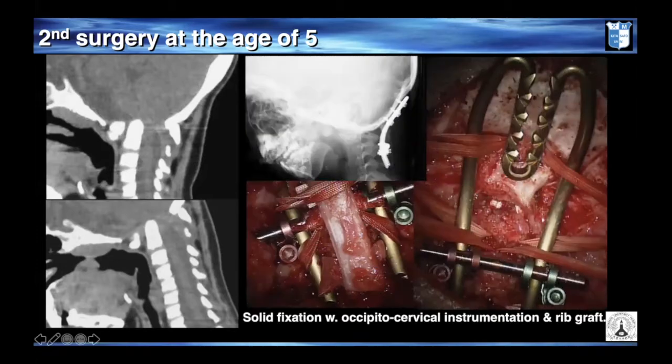So what I did is instrumentation, occipital instrumentation using this instrument, and a rib graft was harvested and placed for the bony fixation.